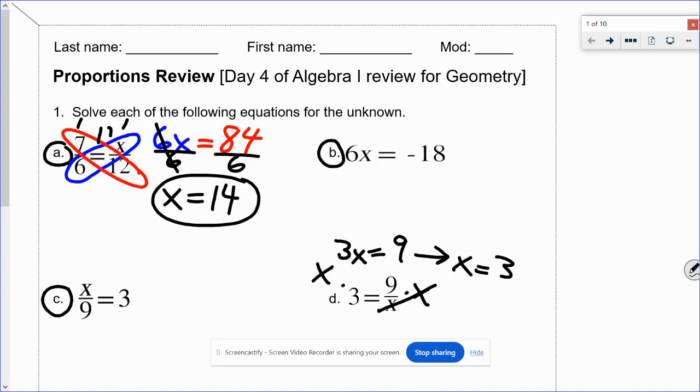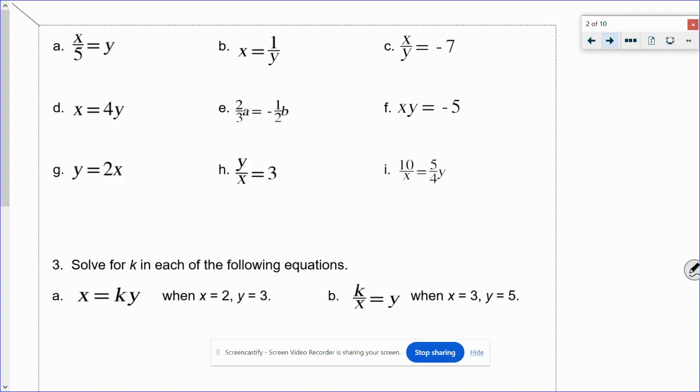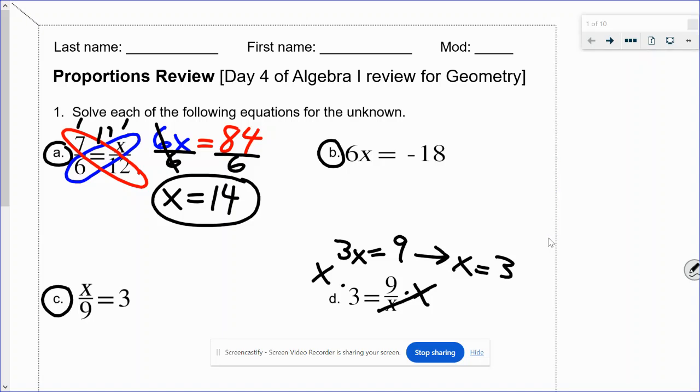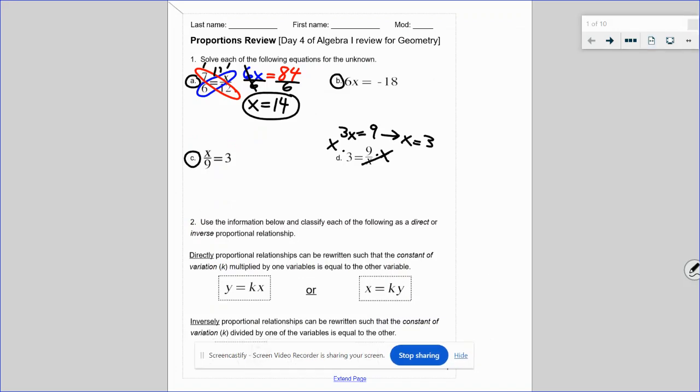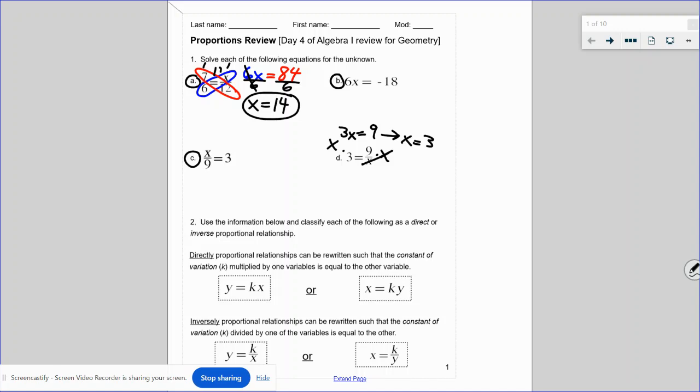Okay, the next thing that we're going to look at, okay, there we go. Get my screen correct here. We're going to look at how we can classify a relationship. Can we classify it as directly proportional or inversely proportional? Directly proportional is really easy. Directly proportional just means multiplication. One variable is being multiplied to get the other variable. Inversely, also still kind of easy sometimes. Inversely just means we're dividing by one of the variables.